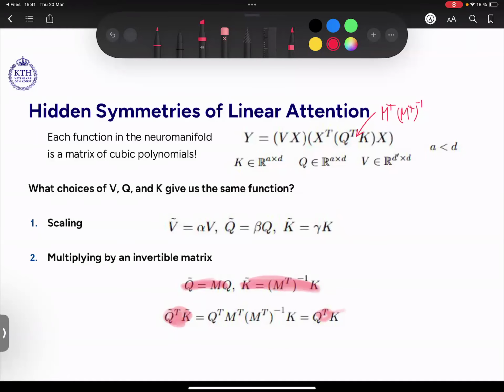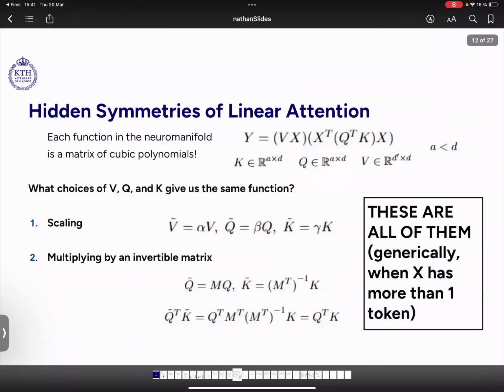So again, these two things that I'm writing, the scaling and multiplying Q and K by an invertible matrix and its inverse, are two ways you can change the matrices V, Q, and K without altering the output, without changing this function. And now comes the first theorem: that this is everything you can do, generically. Ignore this word generically for a second. Essentially, there is no other way to start from V, Q, and K and change them without changing the function. This is everything. And that's something you have to prove.